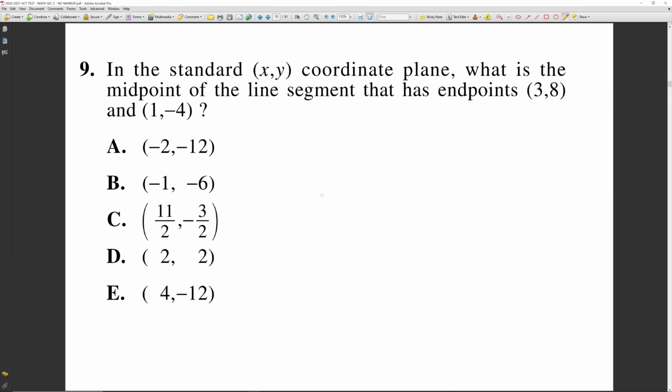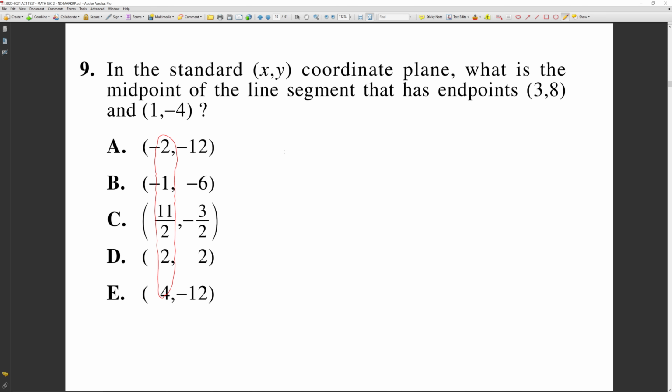In the standard XY coordinate plane, what is the midpoint of the line segment that has endpoints (3, 8) and (1, 4)? What you're really looking for is the midsection of this line, and what you do is you average the x's and you average the y's. But the one good thing here, if you look at all the answers, because the x values are all different, as long as you find the x value, you don't need to find the y value.